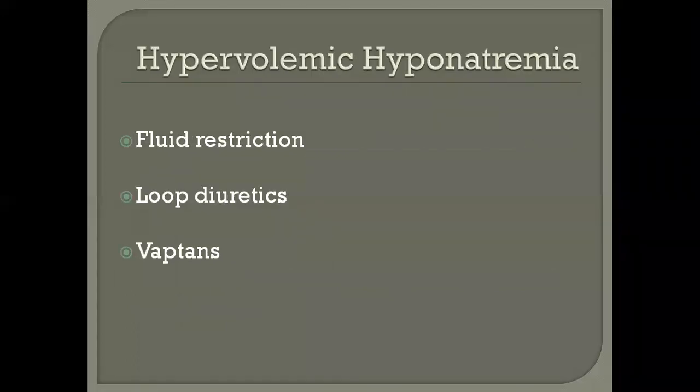Hypervolemic hyponatremia treatment includes, number 1, fluid restriction. If the patient is taking a large amount of liquids orally, then that will obviously worsen it and may actually be the cause of hyponatremia. Then you can use loop diuretics, which will excrete both sodium and water, but much more water than sodium, and you will have relief of the hyponatremia. And then there are vaptans, which are the AVP antagonists, which can also be used.